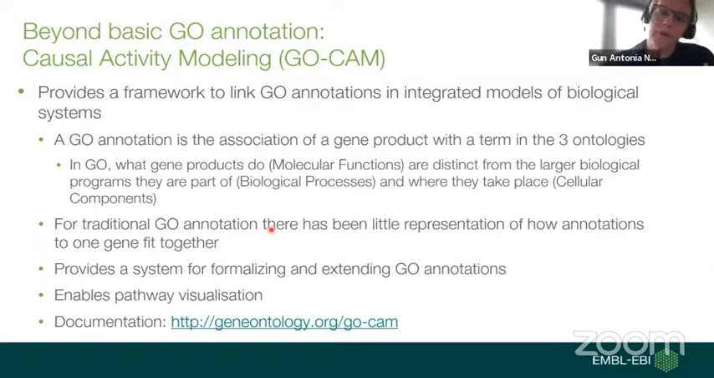So a very new development, and even newer development at GO, is these causal activity models known as GO-CAMs. There's a few thousand of them now, I believe. We don't do those models at UniProt. But the idea of them is to provide a framework in which GO annotations can be linked into models of biological systems.